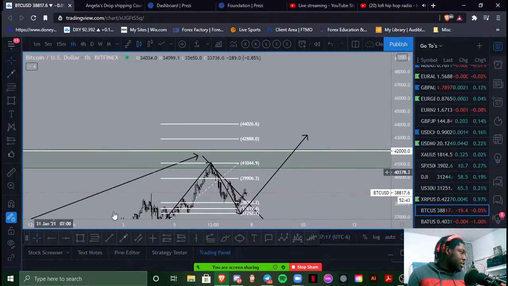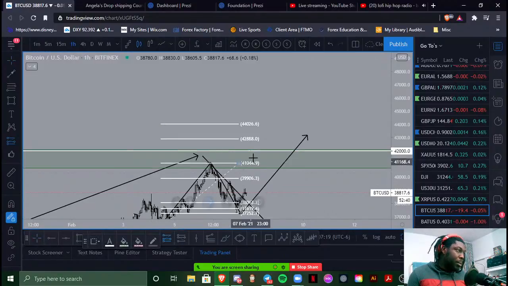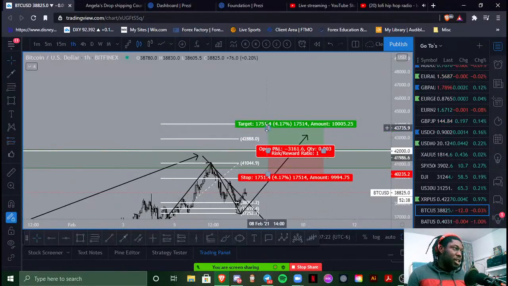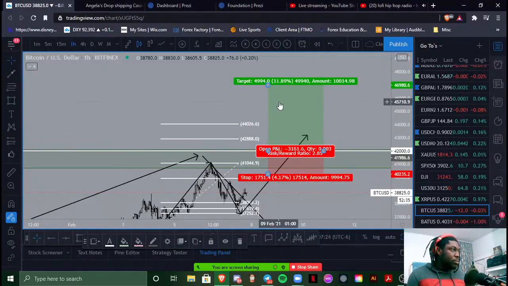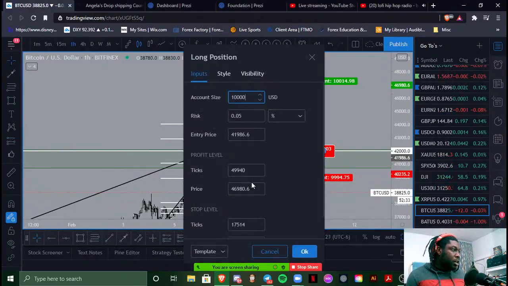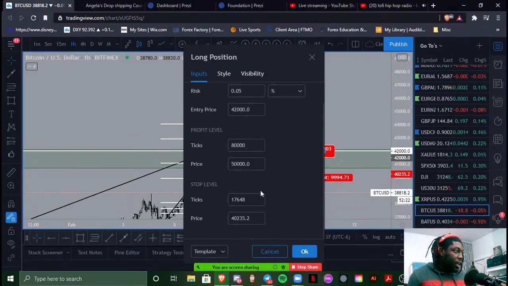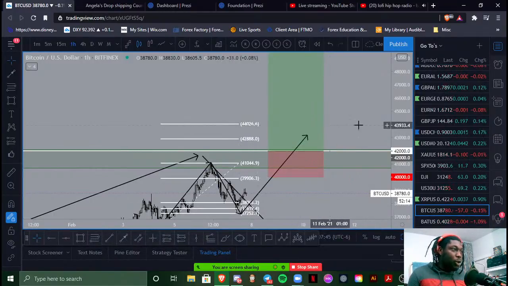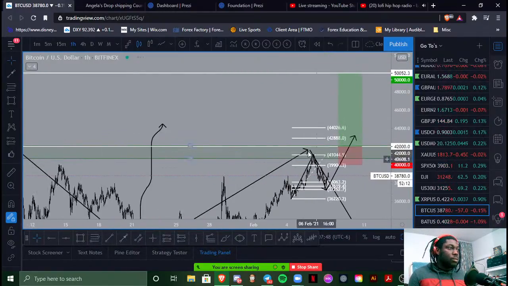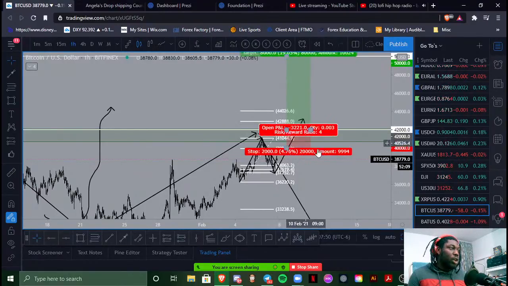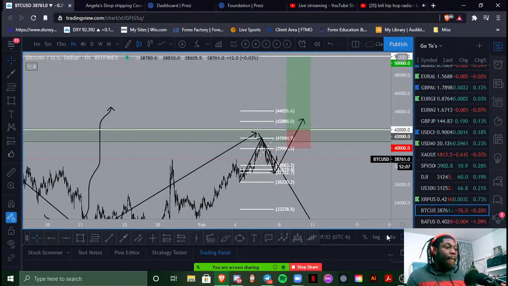Let me actually do that trade setup, because that's all I want to see right now, because my entry for the trade has already missed and it's in profit. So it is what it is. Entry price at 42,000, take profit at 50,000, and stop loss at 40,000. 1-4 risk reward, beautiful. So alright, that's what I have for Bitcoin. Let's see how things play out.